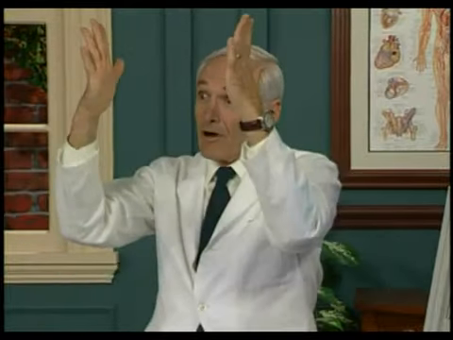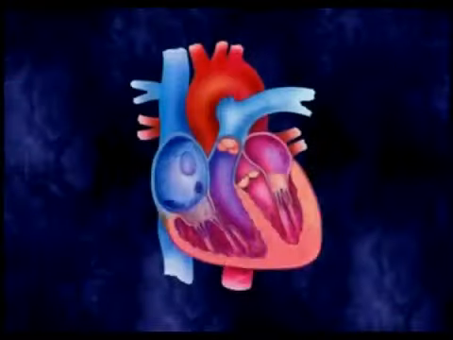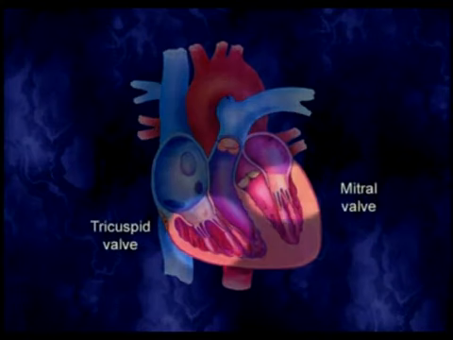So the atrial sides are separated by a wall, and the ventricular sides are separated by a wall as well.